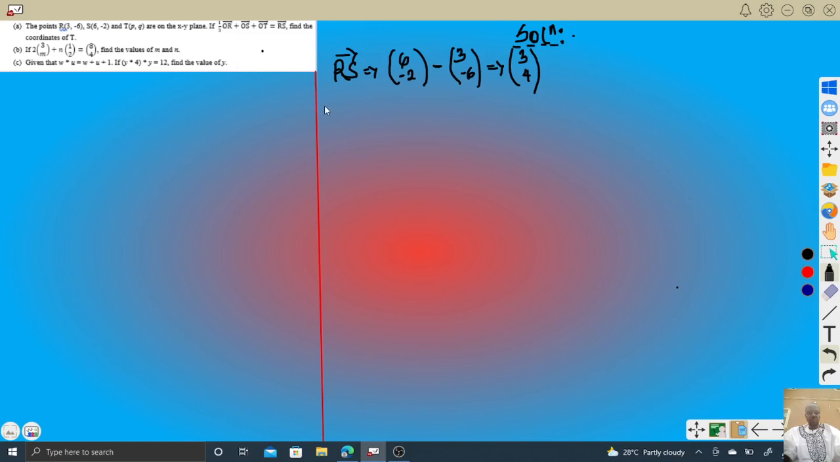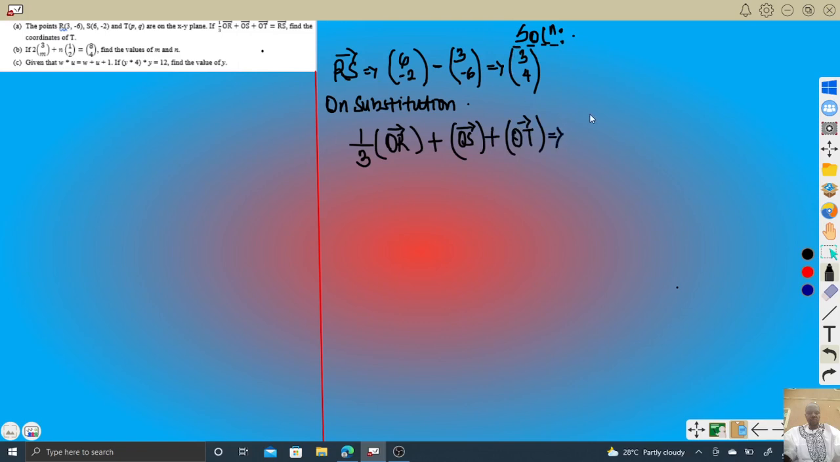So on substitution, to solve this expression, we are given that 1/3 of OR plus OS plus OT is equal to RS, which I calculated now to be (3, 4). So I think the rest is now very simple to do.